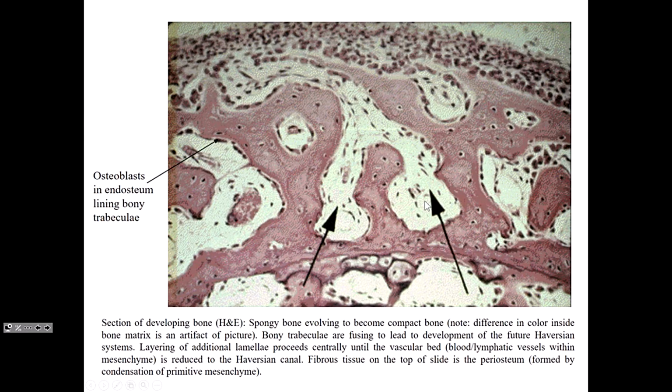Yes. It can be on the periphery of compact. It can be anywhere. It is going to be on the periphery of compact bone and spongy bone. It may appear differently. It may be much thinner in compact bone because compact bone's formed pretty well. Other questions?